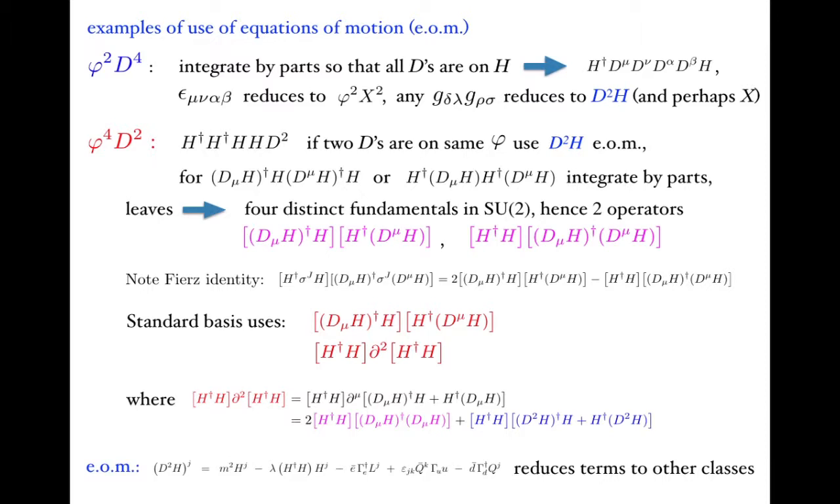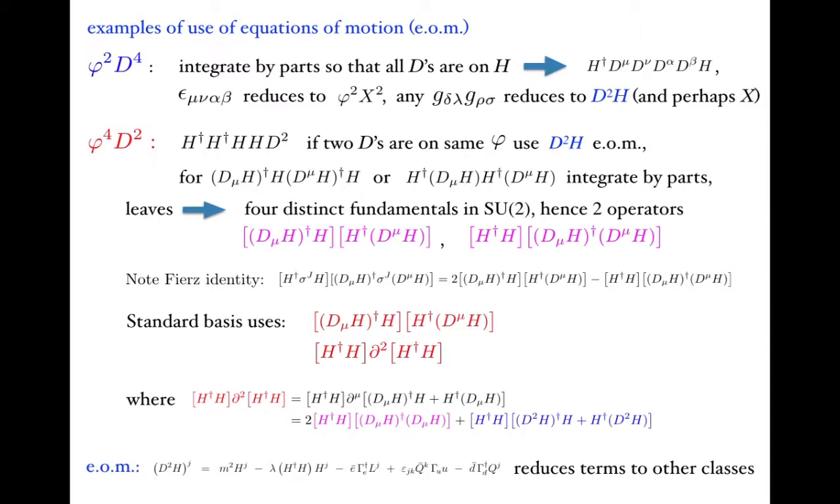Let's consider another class, phi 4 D squared. Here, all the operators won't go away, but we can simplify how many there are by, again, using the same type of tricks. So first, let's think about having two of the D's on the same field. Well, then again, we use the equation of motion to get rid of D squared H. Okay, so we better have the D's on a different field. What if both the D's were on an H dagger, or both the D's were on an H? In that case, I'm going to integrate by parts so that at least one of the D's is on an H and one of the D's is on an H dagger.